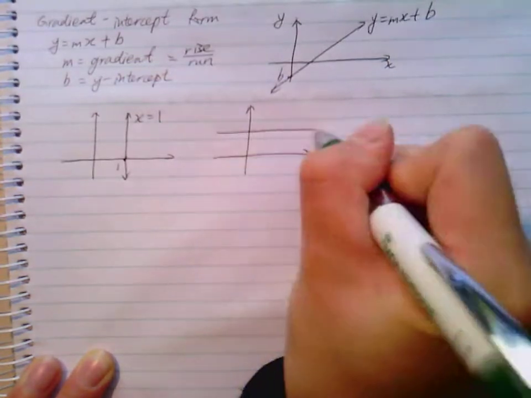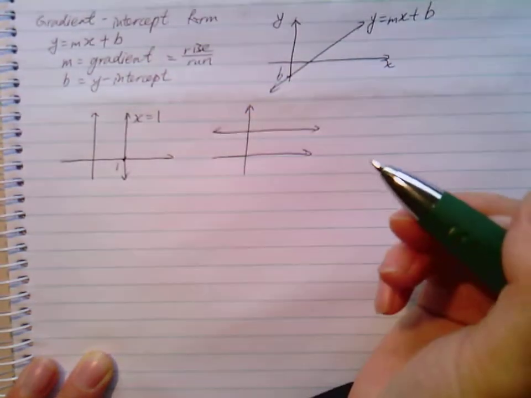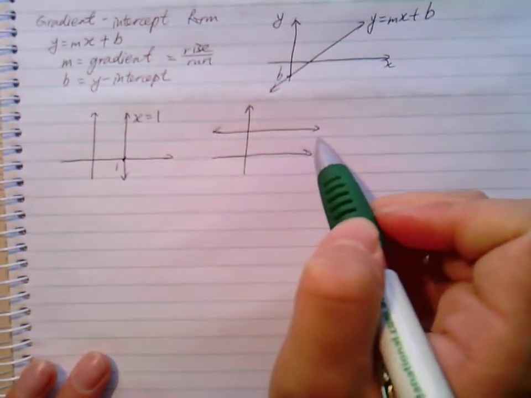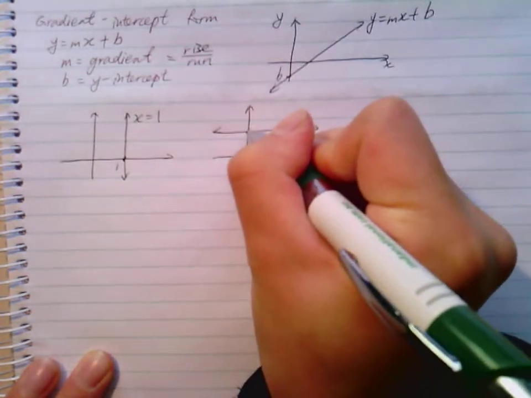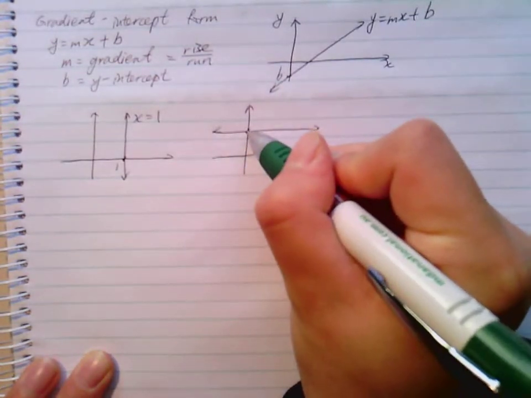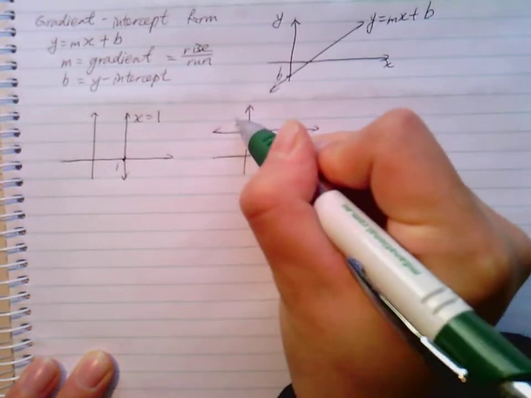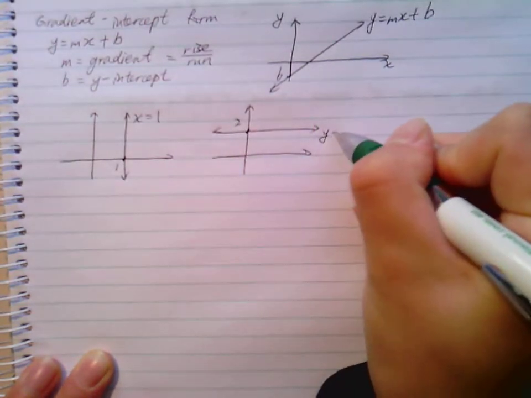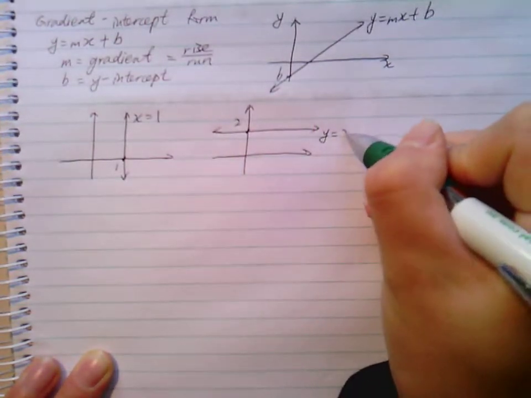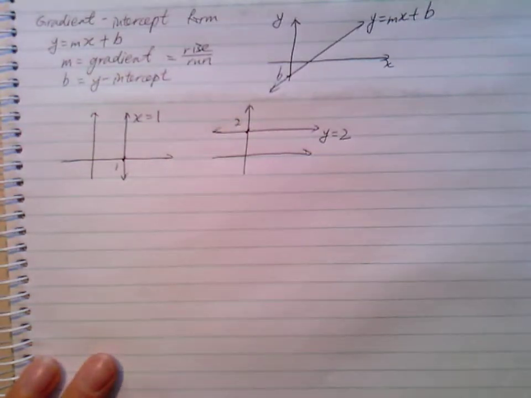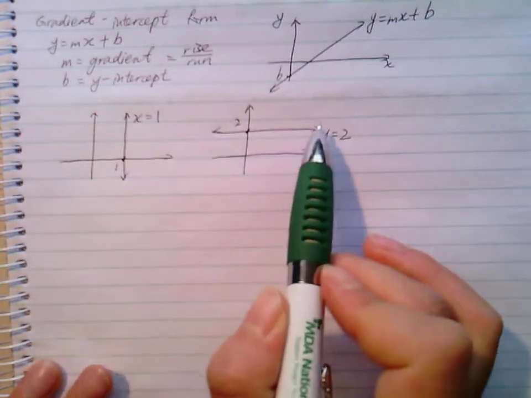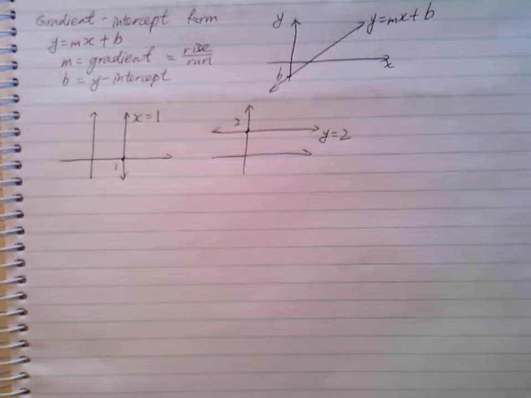And we have a horizontal line. So a horizontal line is literally a horizontal line. And whatever the y-intercept is, let's say it's 2, the equation is literally called y equals 2, because no matter where you are on this line, y is always 2.